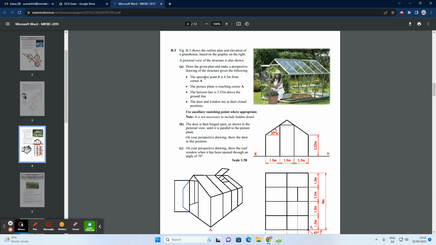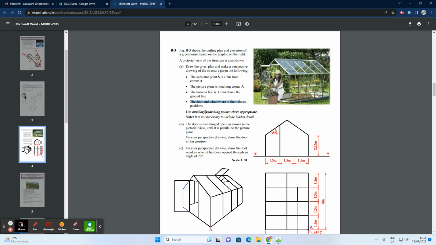The spectator point S is 4.5 meters from corner A. The picture plane is touching corner A. The horizon line is 3.25 meters above the ground line. And then the door and the window are in their closed positions. So you can see here in the pictorial, the door and the window are open, but when we're drawing it, we're just going to leave them in their closed positions.